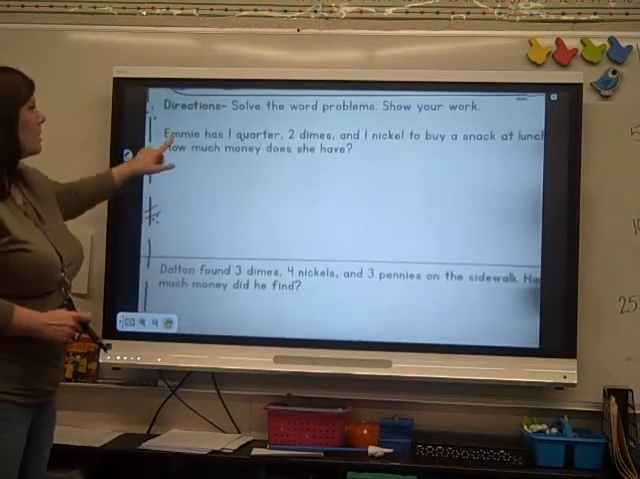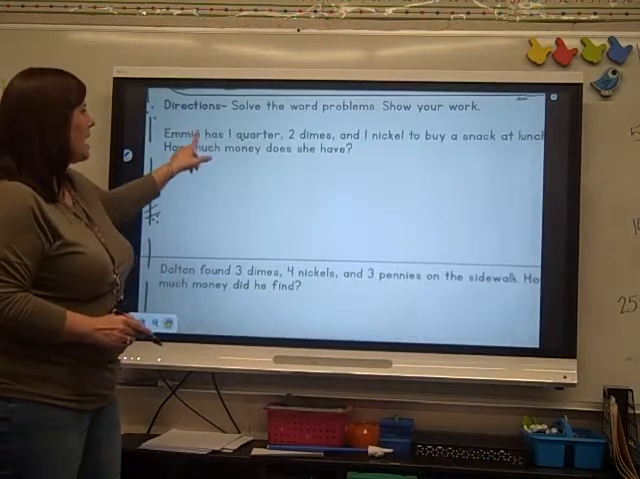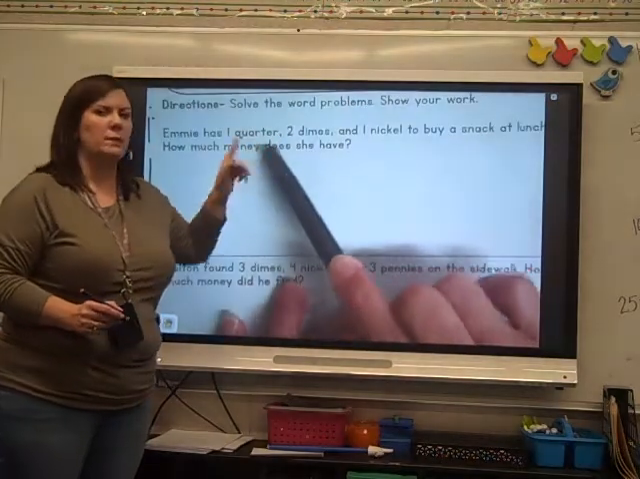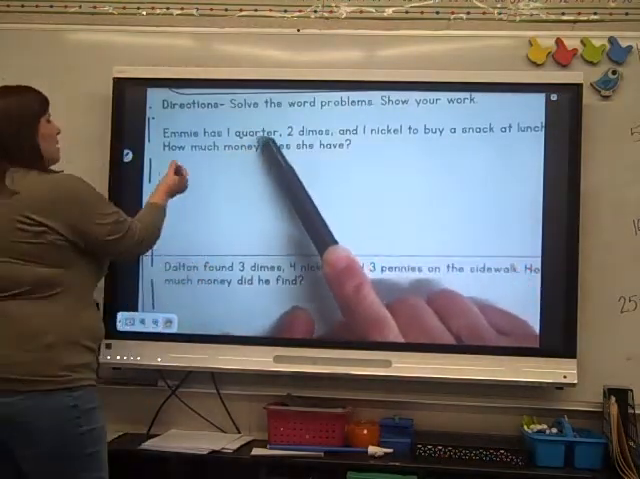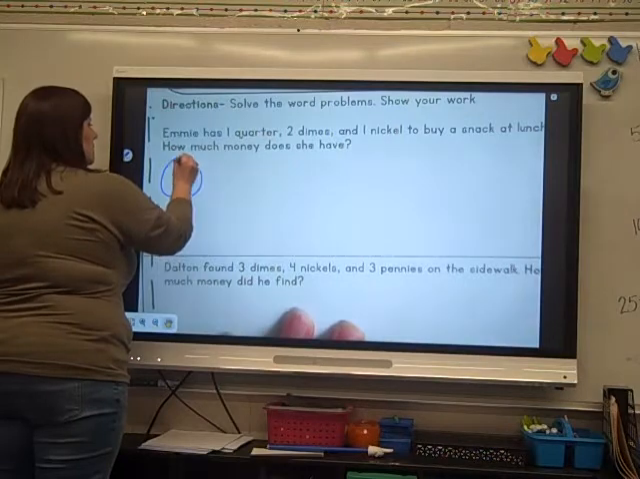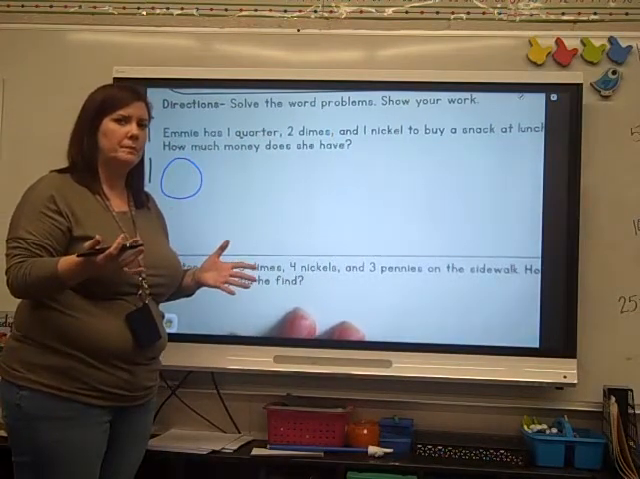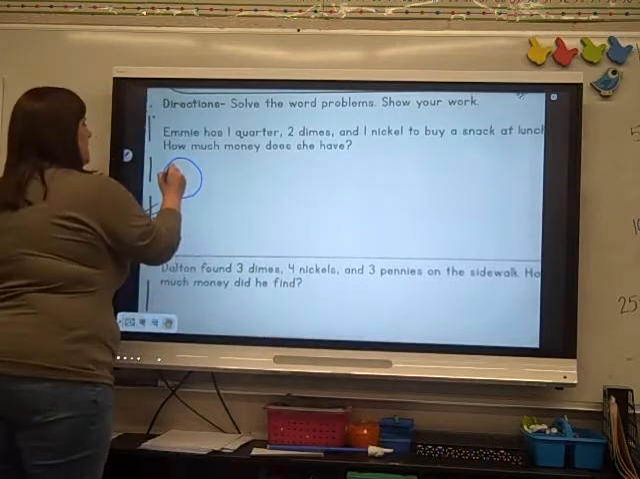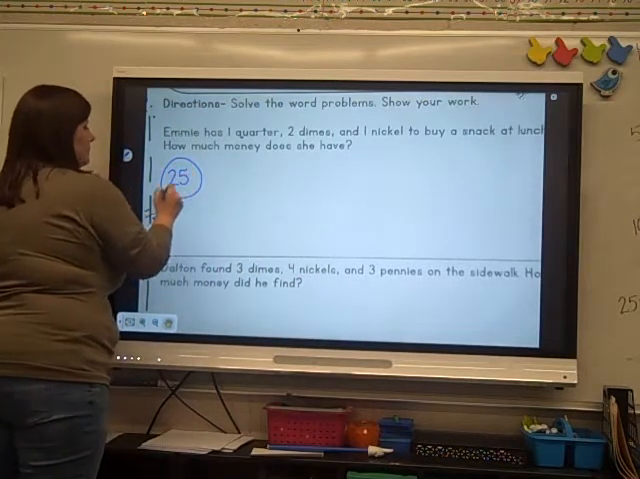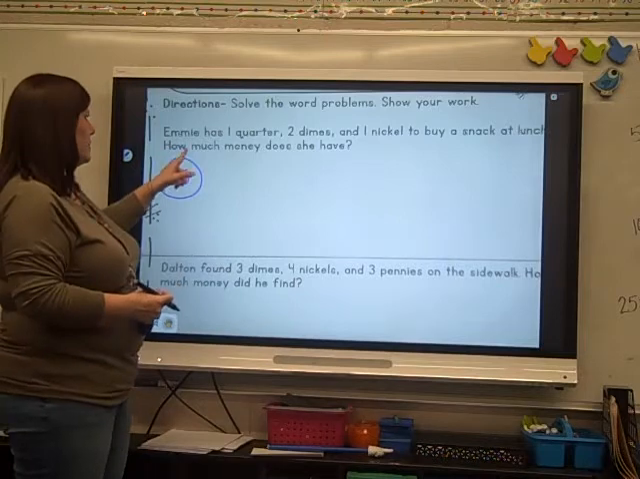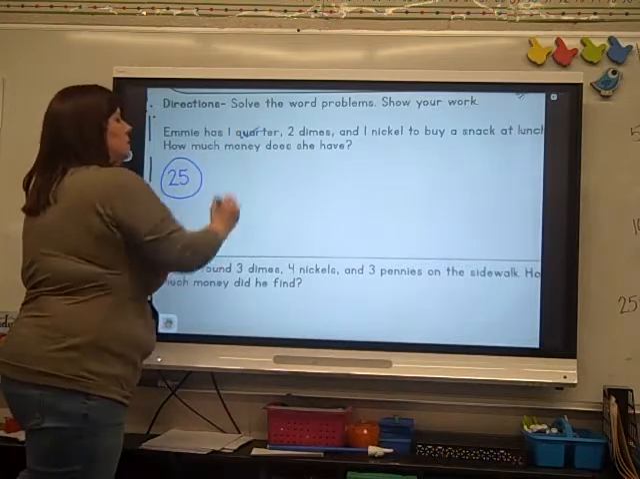Okay, all right, ready? Emmy has 1/4, so we got to draw it. So let's do a quarter, a circle. And how much is a quarter worth? Stop and think. The quarter's worth 25 cents. So Emmy has a quarter, so we got our quarter.